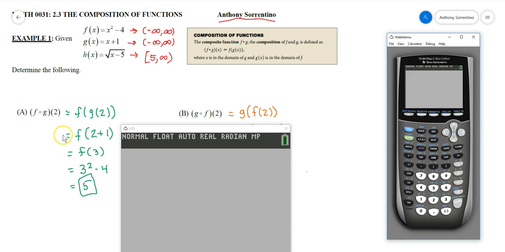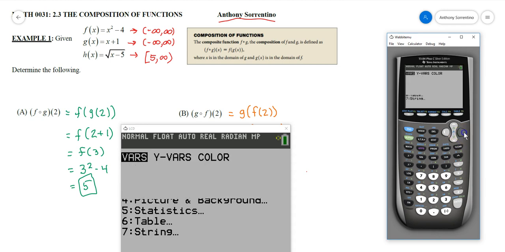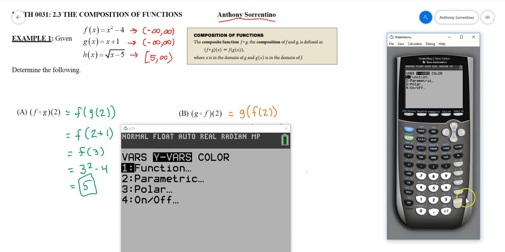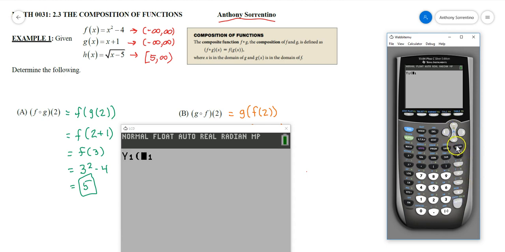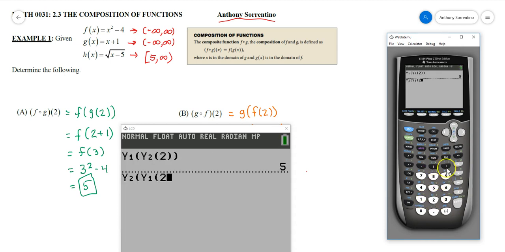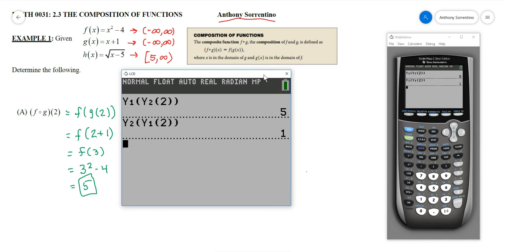If I'm doing numerical evaluations and I want to do f of g of 2, I can sit here and say, okay, I'm going to do y1 parenthesis y2 of 2. That would be the same thing as your f of g of 2, because this is f of x, this is g of x. F of g of 2 would be this, and as you can see, it is 5. And if I did the other one, g of f of 2, I would get the confirmation that that is the 1 again. So your calculator can do those sort of manipulations.